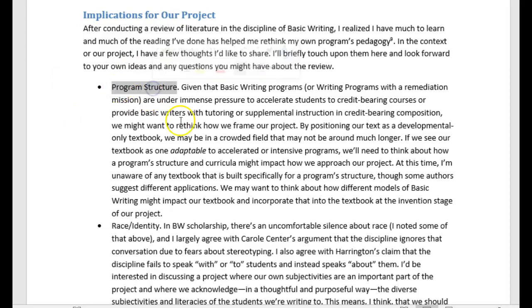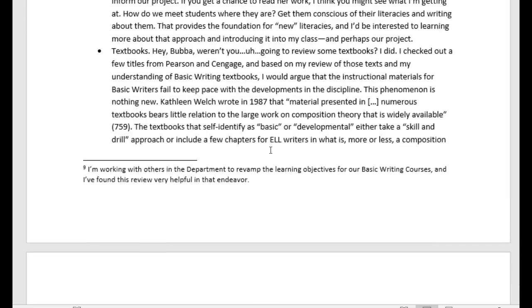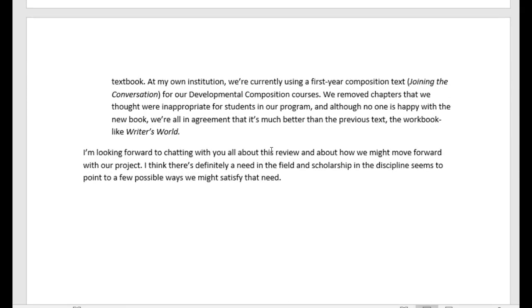I thought about program structure. How does what I learned about program structure, basic writing programs, what does that mean for writing a textbook? And I did that with all these other issues that I found. Okay, so the meat of the paper is identifying the trends, and that's what I want to talk to you all about next. So hold on one second.